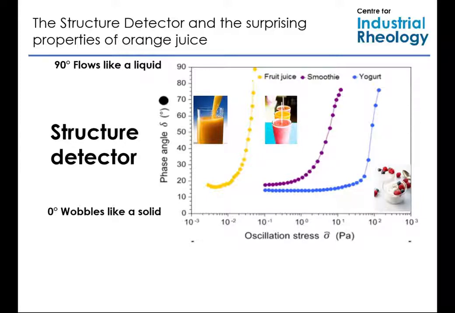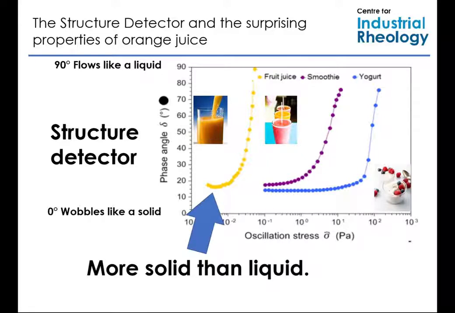And whilst it may come as no surprise that yogurt displays solid-like behavior when you treat it gently, it may be surprising to see that something like a fruit juice or orange juice actually displays solid-like elastic behavior at low stresses due to sugars, pectins, and proteins forming that highly delicate three-dimensional structure. Of course, the structure is so fragile that it doesn't take much stress to break it, as you can see from this great big upward sweep in phase angle, but when it's sat in your glass, it is behaving like a solid.